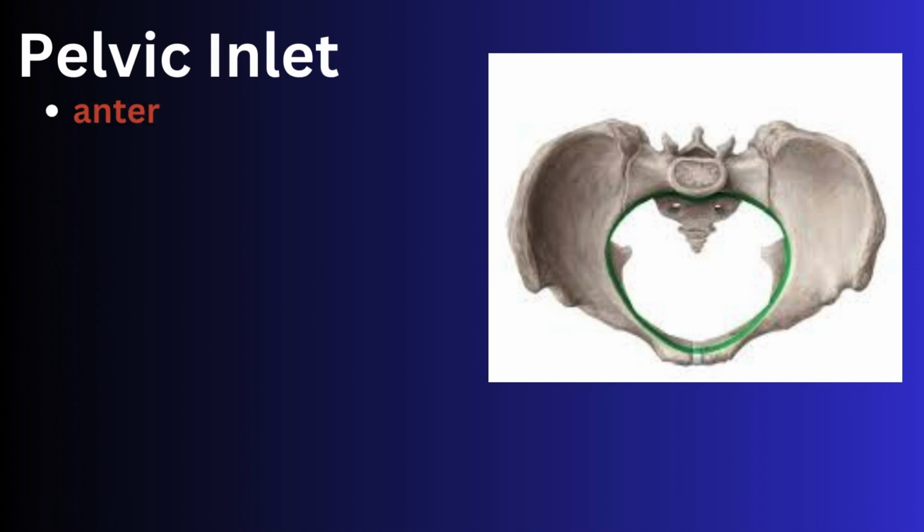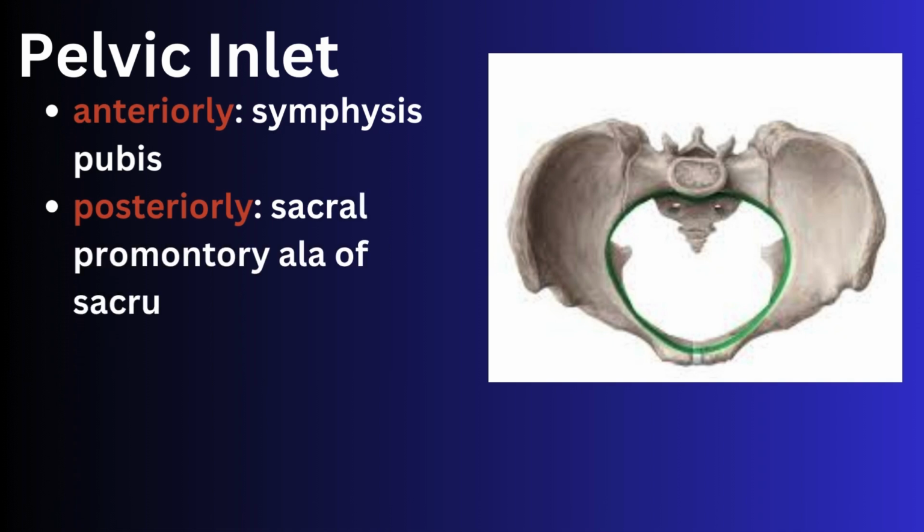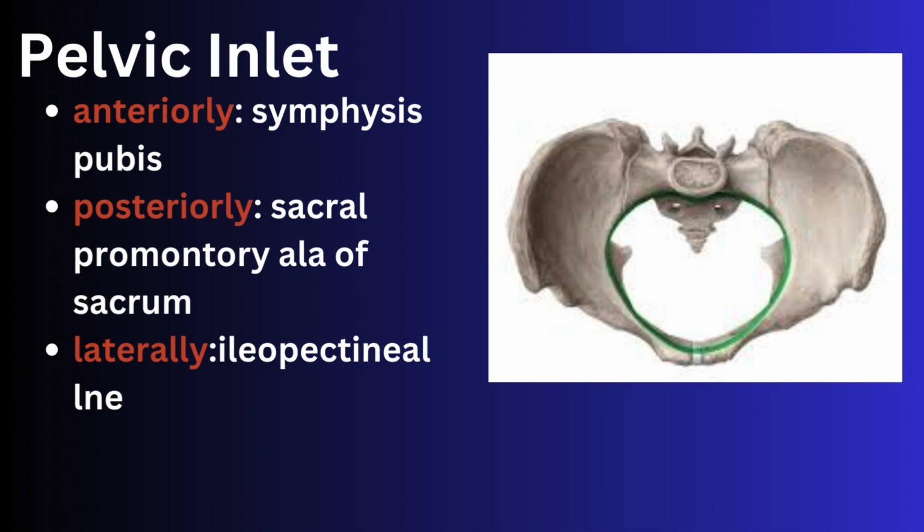Now about the pelvic inlet. Anteriorly, it is bounded by the symphysis pubis, posteriorly by the sacral promontory and the ala of the sacrum. Laterally, it is bounded by the iliopectineal line.